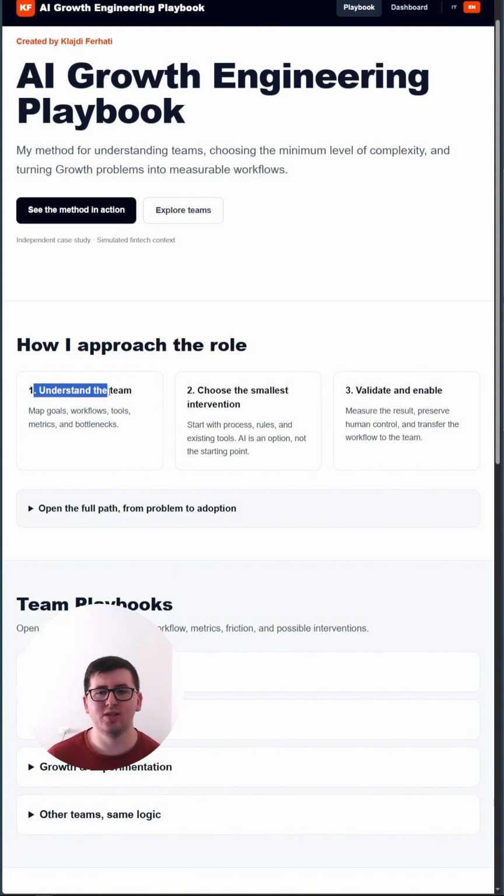So first of all, you need to understand the teams. What is the meaning of understanding a team? You need to understand the goals, so you need to map those goals, the workflows that they are already doing, the tools that they are using, and the metrics that they are planning, and discover the bottlenecks. Because you're gonna see, okay, this workflow has a really big bottleneck. How can I help this bottleneck to be gone or reduced, or you can move that bottleneck from one point to another.